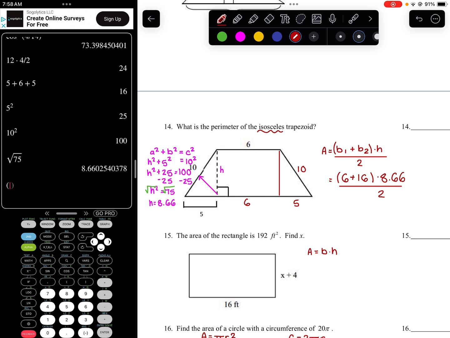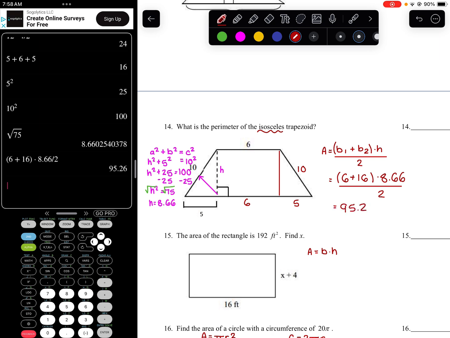Let's plug this into our calculator. Don't forget you do need parentheses. If you forget your parentheses, your calculator is going to put out something funky. Oops. Including our parentheses, we get a final area of 95.26. Couple more problems to get through.